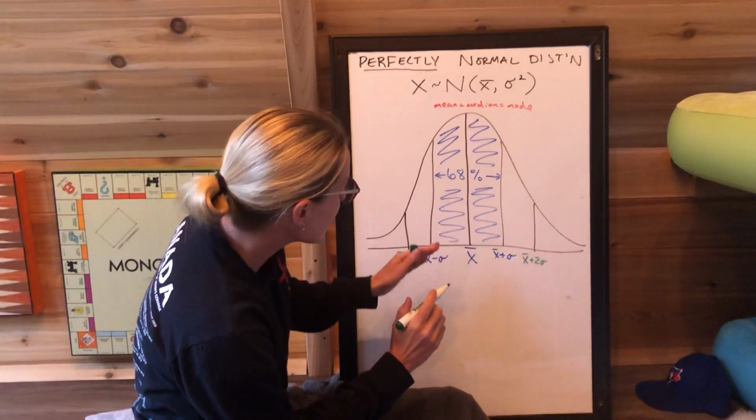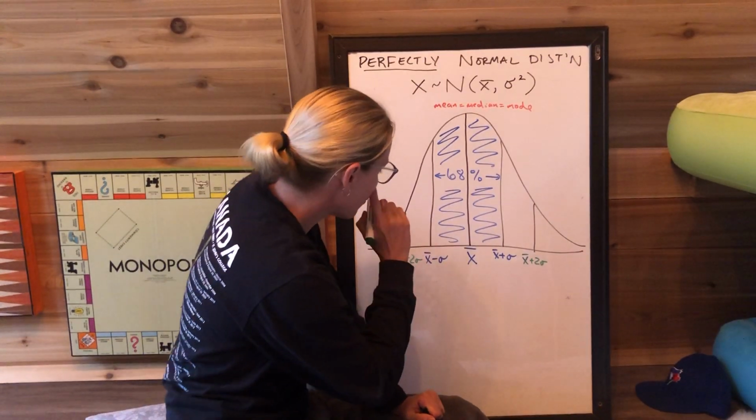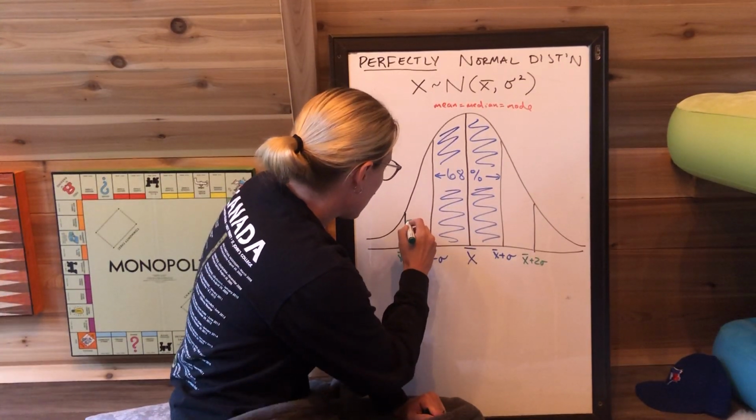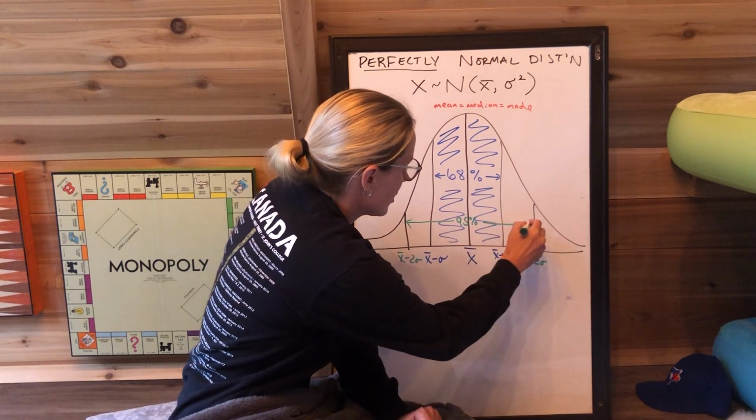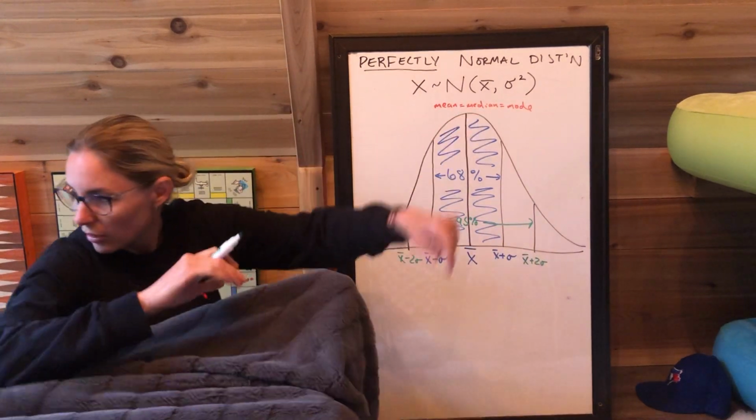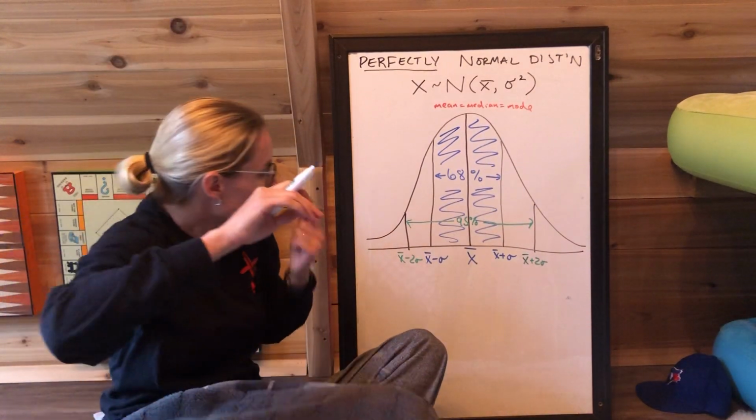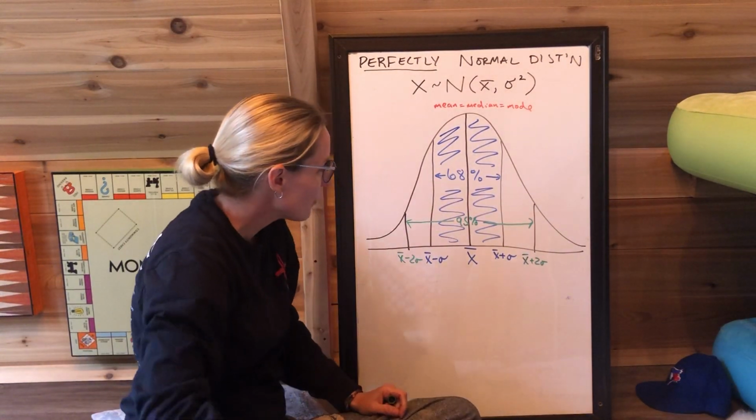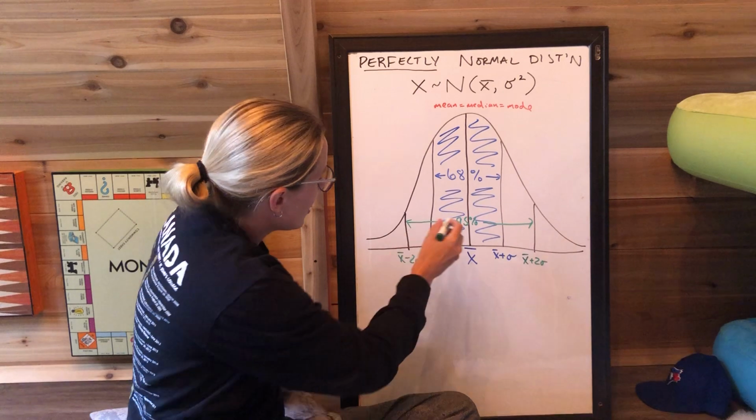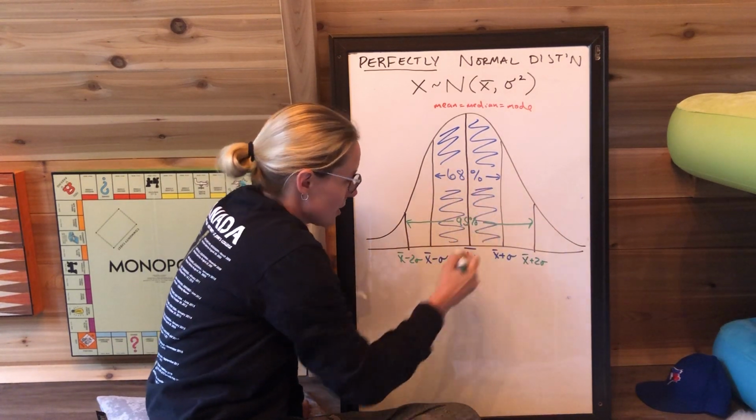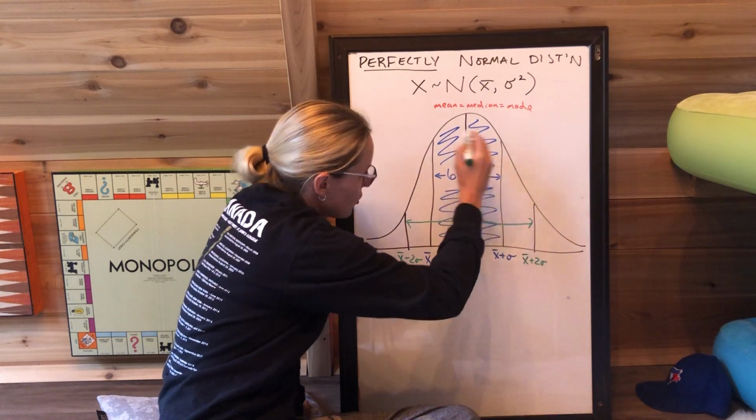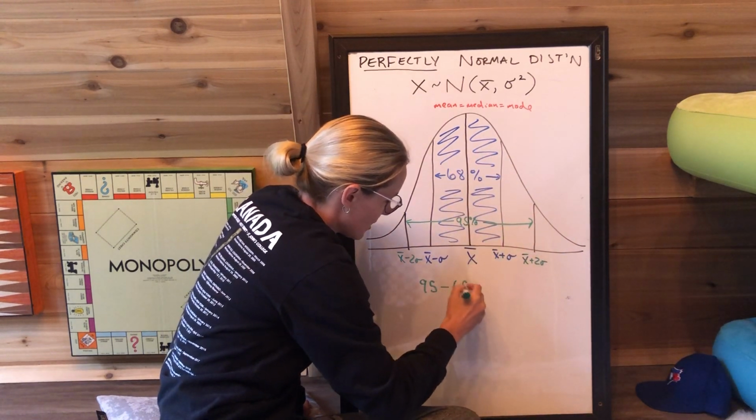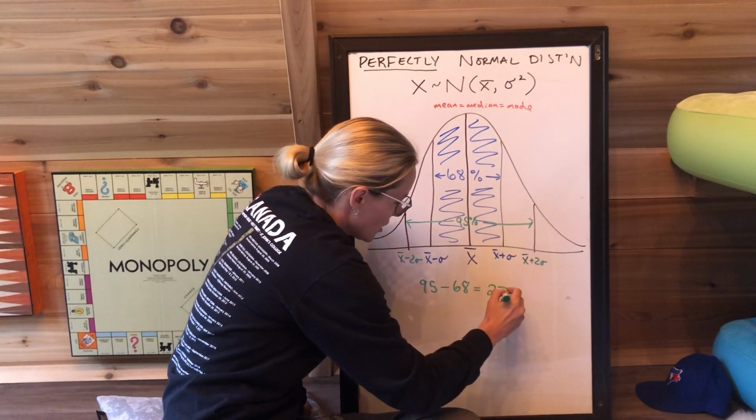Okay, so within 2 standard deviations, what the rule is here is that now 95% of the data is within 2 standard deviations. Now, what does that mean in terms of us? If we look, we already accounted for 68%. So if we take this 95 that's under this whole thing and subtract 68, we get 27%.